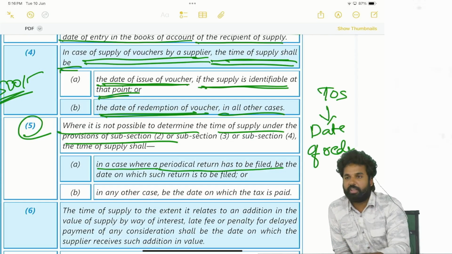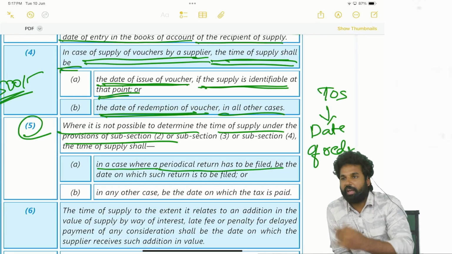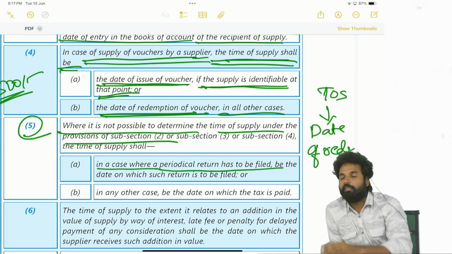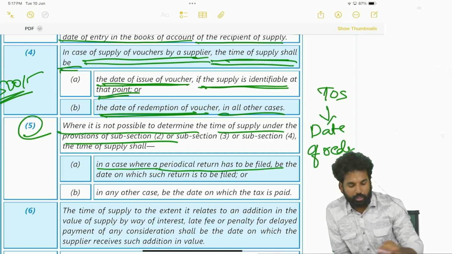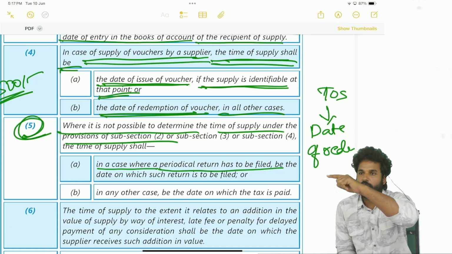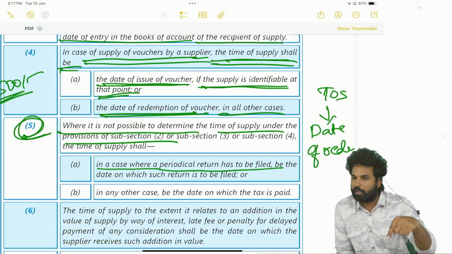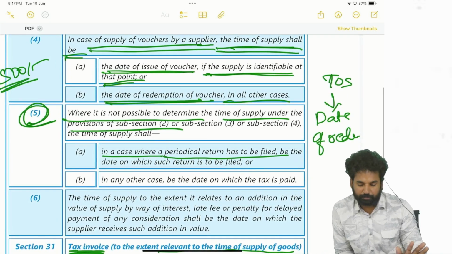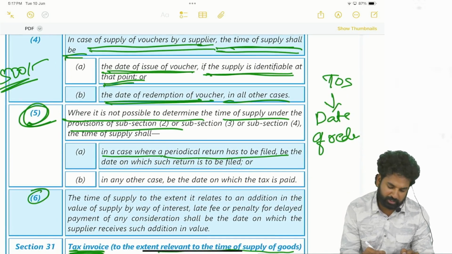This is the residual case. At the end, we don't have any other option to determine the time of supply, so whenever you are paying tax, that will be the time of supply. The same residual case will be there in services also. We are talking about goods now, but the same residual case is there in services, so 3 points will be similar.